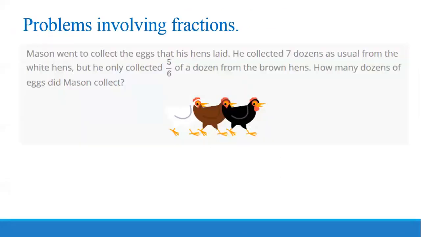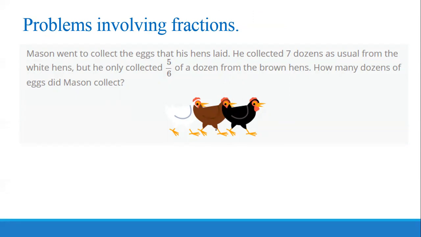And we have some problems involving fractions. Okay? Here, we have a problem. Mason went to collect the eggs that his hens laid. And he collected 7 dozens, as usual, from the white hens, but he only collected 5/6 of a dozen from the brown hens. How many dozens of eggs did Mason collect?